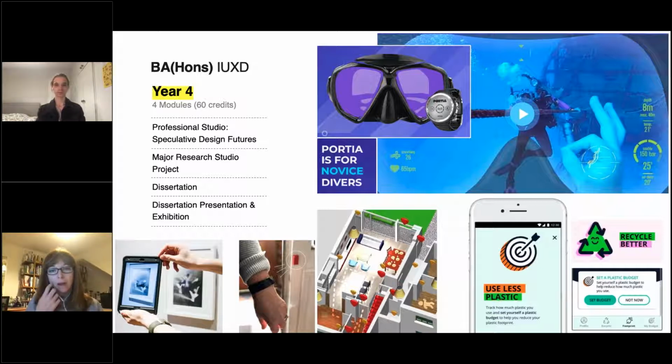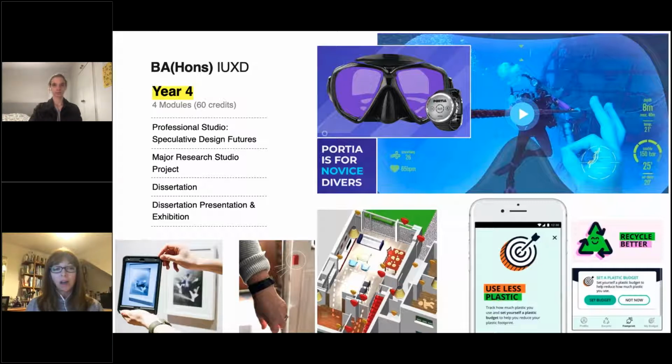Another example there is a recycle tracker. And again, this is about tracking your personal recycling habits and changing those. Another example there is a smart home, which is an alarm system for older people. And again, just a visualization. And that came out of a neighborhood watch idea.